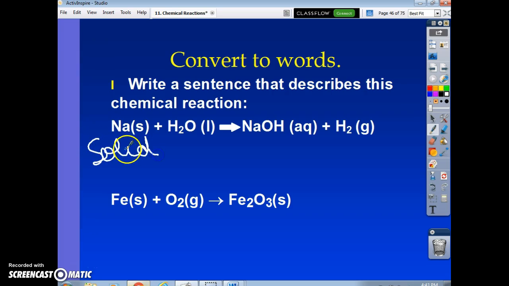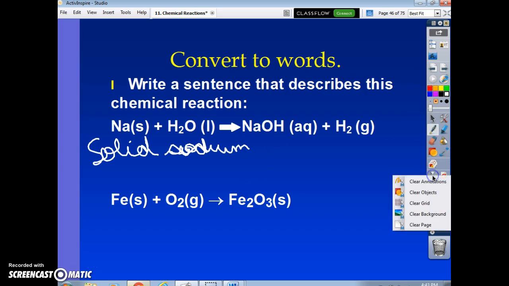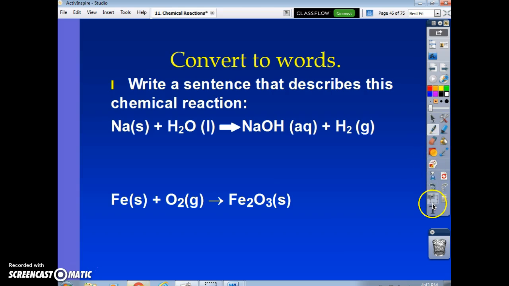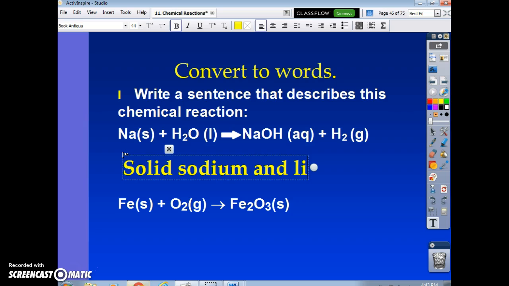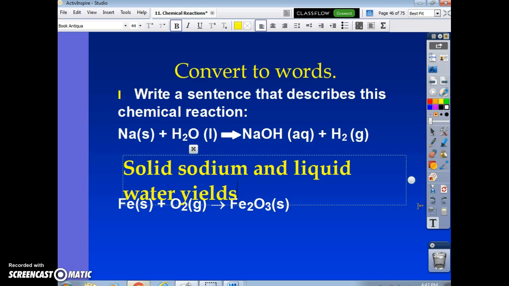My writing's going to be horrible on this. Sodium. Whoa. Sodium. I should probably just type. Alright, we're going to say solid sodium and liquid. You can use common names when you're doing this, so we'll say water. What does an arrow mean? It means either yields or produces.